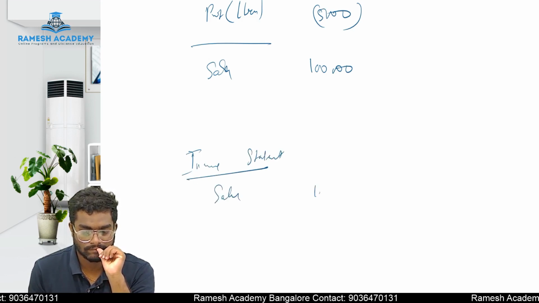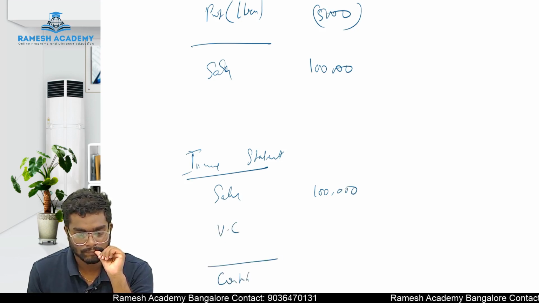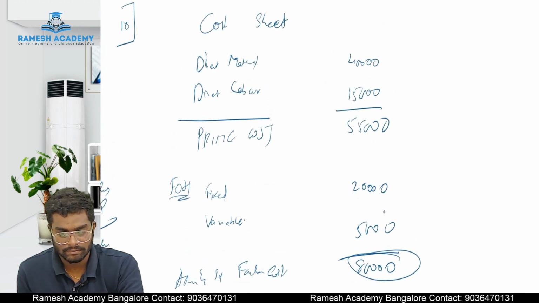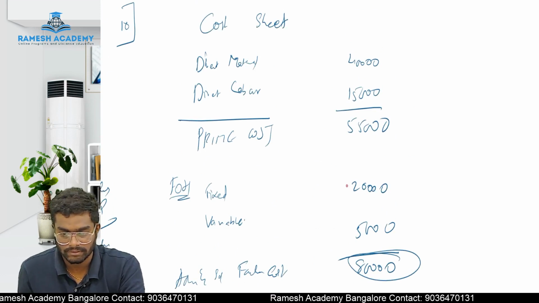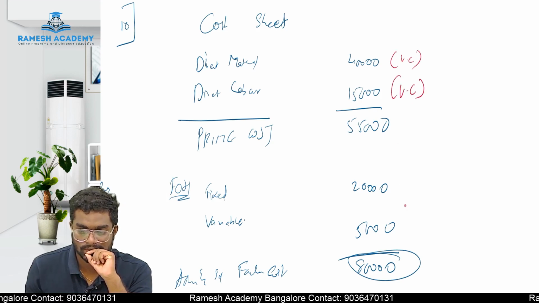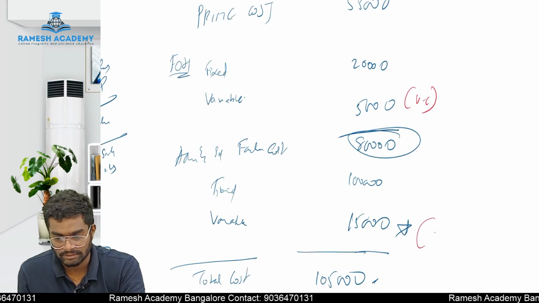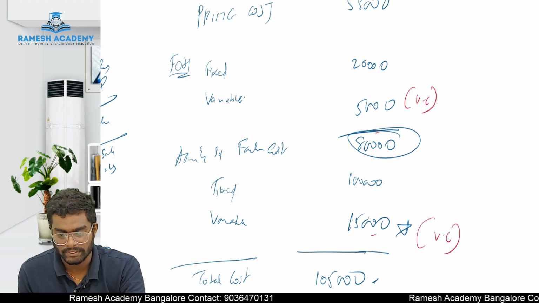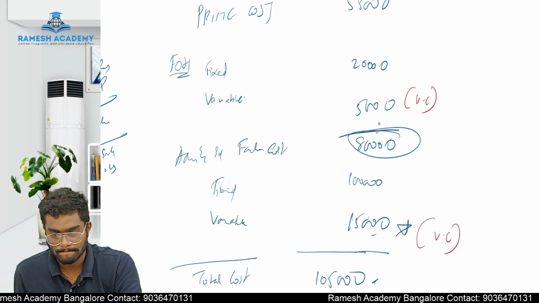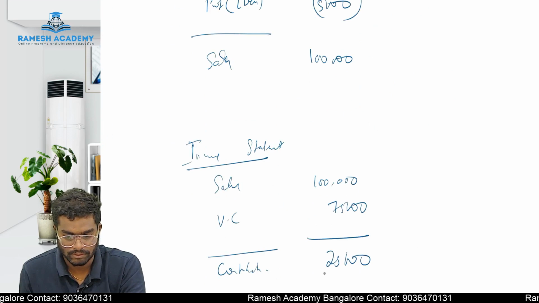First we have the sales, which is 1 lakh. Next we will add all the variable expenses in here only. First we have material, labor. So I'll change my color pen. I'll mark all the variable expenses. This is variable cost, this is variable cost, this is variable cost, and finally this is variable cost. If you add all this, 15 plus 5, 20 plus 55, 75,000. 75,000 is my variable cost, so 25,000 is my contribution.